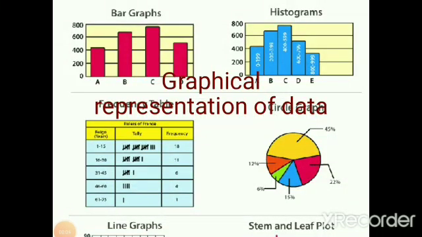I hope you have understood how to prepare the frequency distribution table for grouped and ungrouped data, how to find the cumulative frequency, and if the cumulative frequency is given, how to find the frequency. In today's class we shall learn how to represent data using graphs. Okay, so we are going to see graphical representation of data.